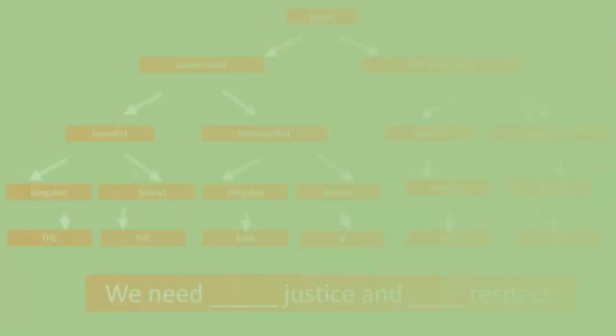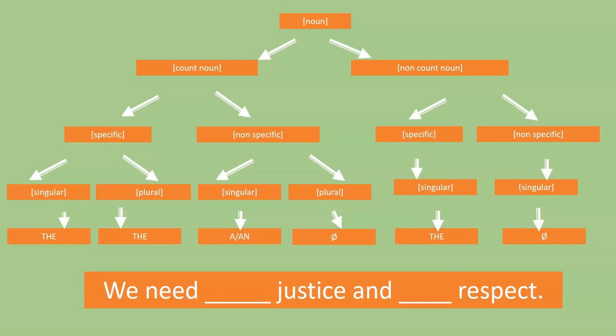And last but not least, imagine that we have this sentence here. Now both words are non-countable nouns, right? So we have justice and we have respect. Of course they are non-specific because it's the very first time that I'm talking about it, and it's a very general statement, so they all have singular forms. So we are going to use the zero article in both of them. We are going to say we need justice and respect. So there you go. I hope my article tree can help you out with your everyday articles in English.